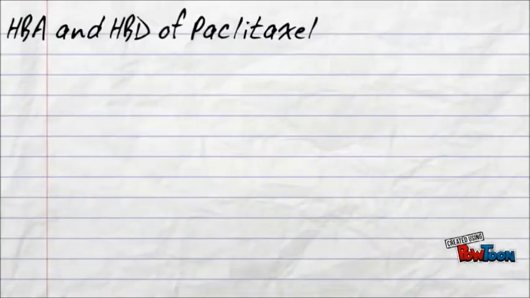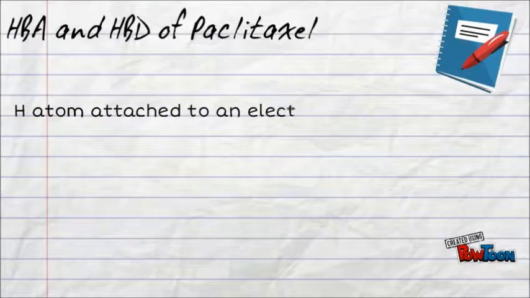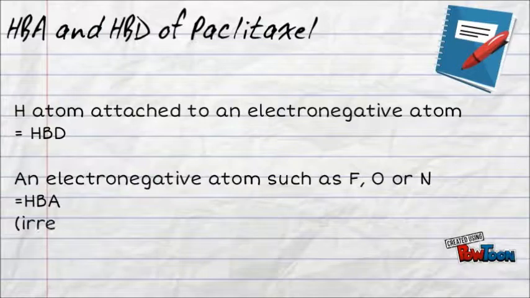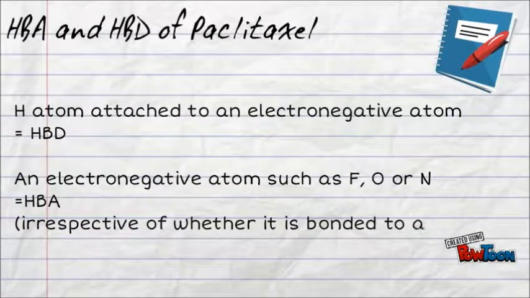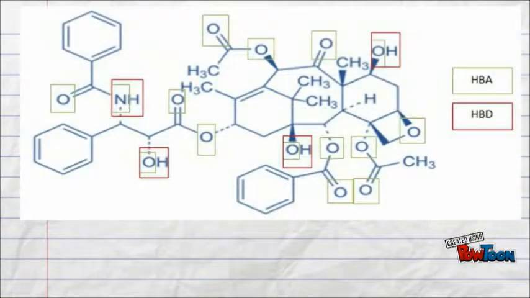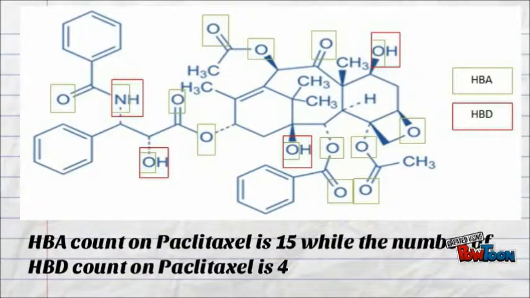The HBA and HBD of paclitaxel. Hydrogen atom attached to electronegative atom is HBD, and electronegative atom such as F, O or N is HBA. Based on the structure, the atom in the green box is the HBA, while in the red box is the HBD. After calculated, the HBA is 15 and HBD is 4.